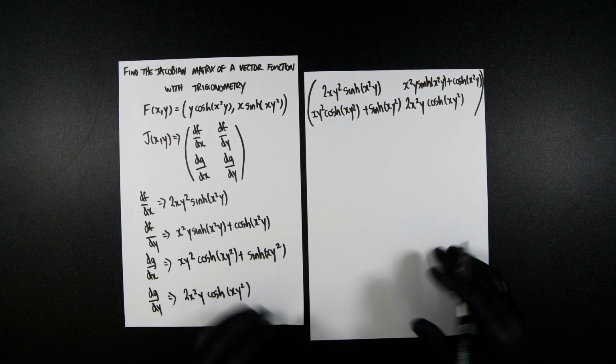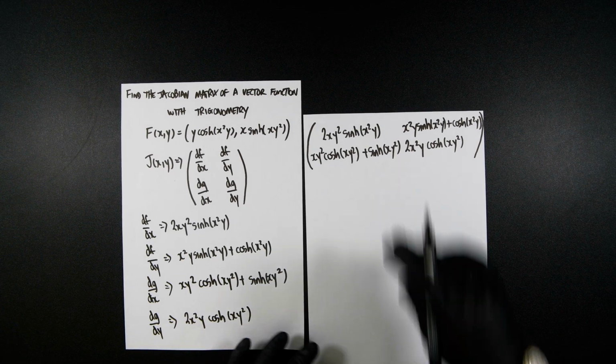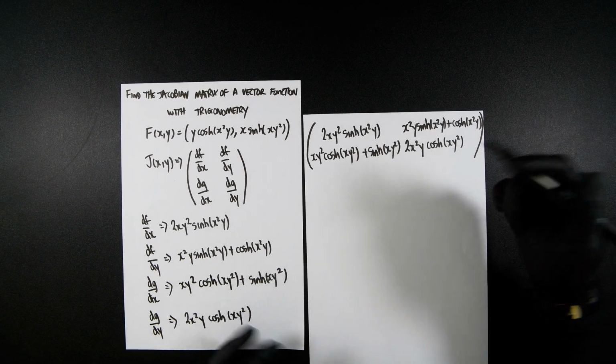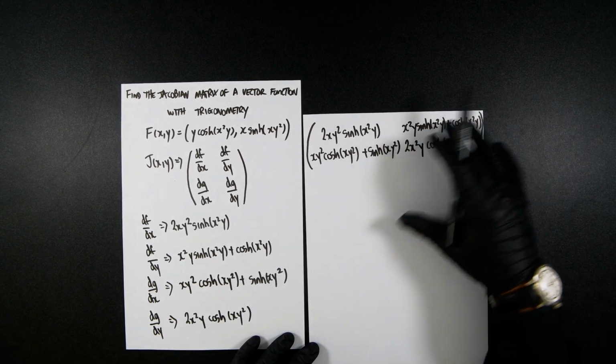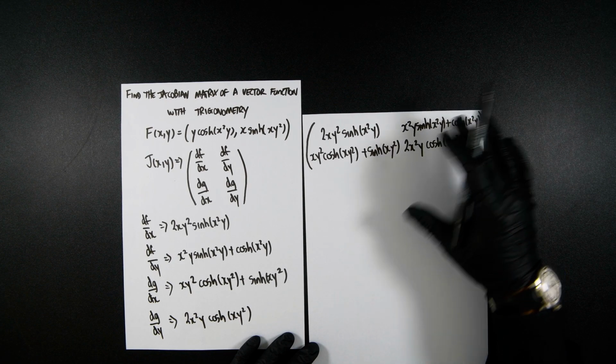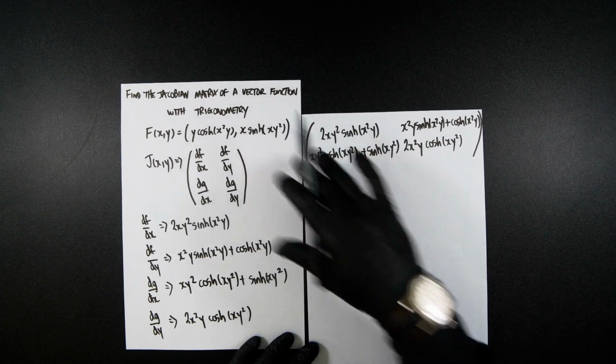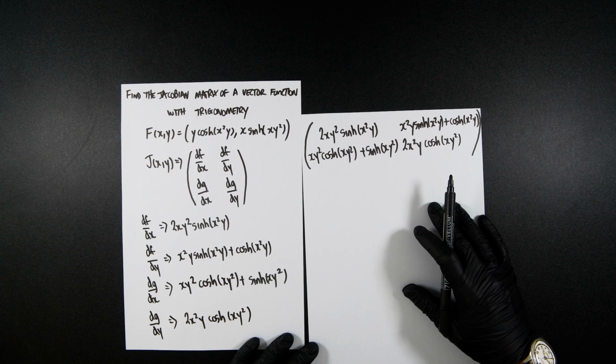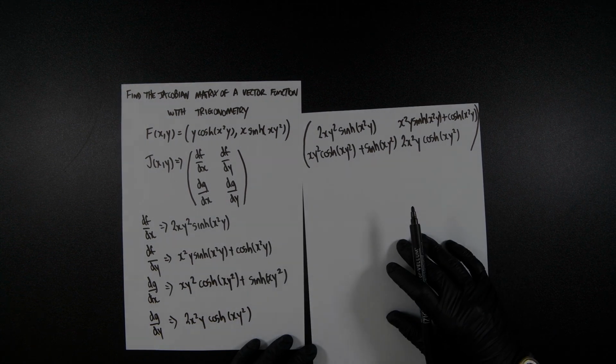The next steps would be you could find out what the determinant is, or if it was about a point, you would plug it in and you would be able to get the values for it. But for now, we found the Jacobian matrix of the vector function, and that would be your solution.